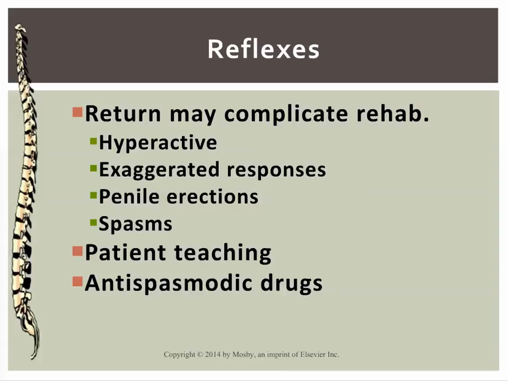This reflex activity may be interpreted by the patient or caregiver as the return of function. Tactfully explain the reason for the activity. Inform the patient of the positive use of these reflexes in sexual, bowel, and bladder retraining. Spasms may be controlled with the use of antispasmodic drugs such as baclofen, dantrolene, and tizanidine. Botulinum toxin injections may also be given to treat severe spasticity.